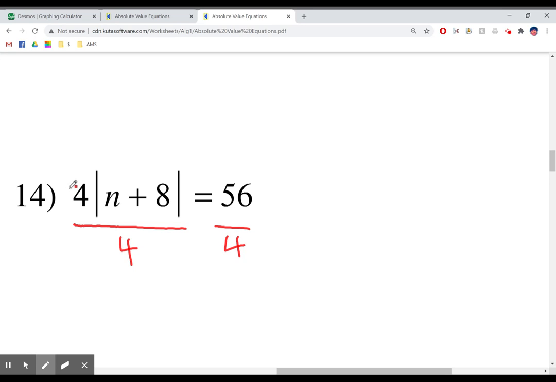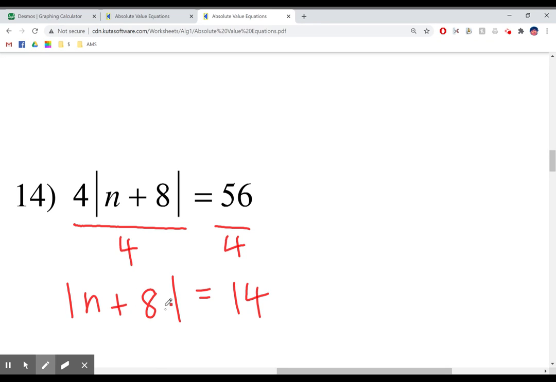Right, so the 4s will cancel out here, and I'm left with just that absolute value of n plus 8. The 4 canceled out on the left side, and 56 divided by 4 will update to a 14. Okay, so the absolute value of n plus 8 equals 14.